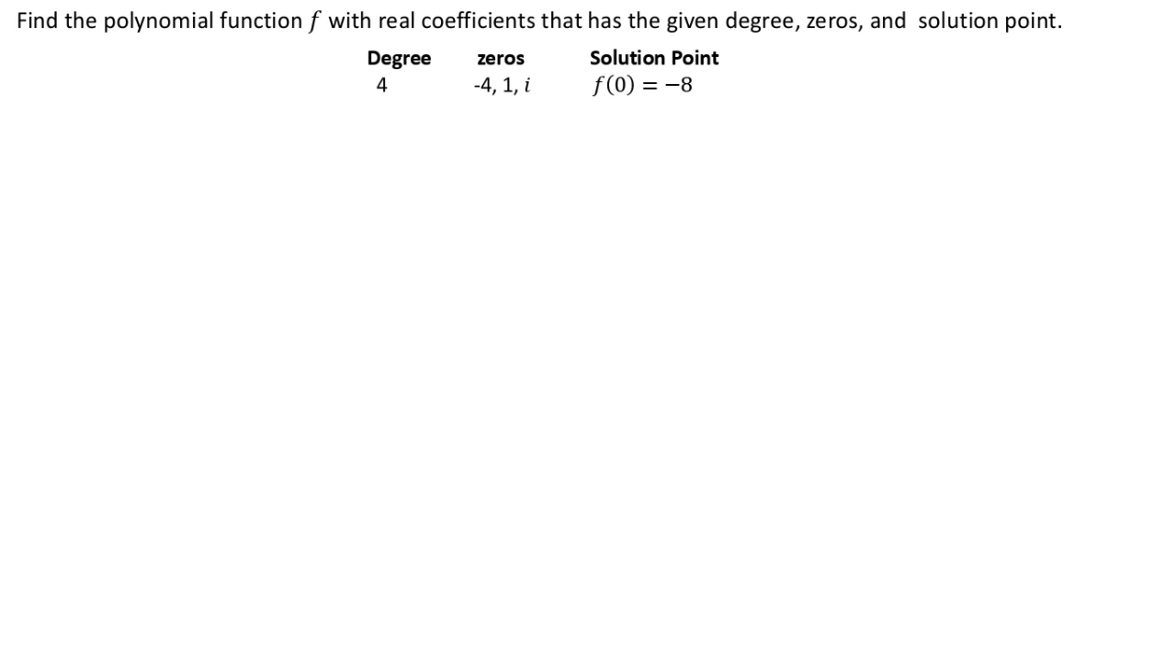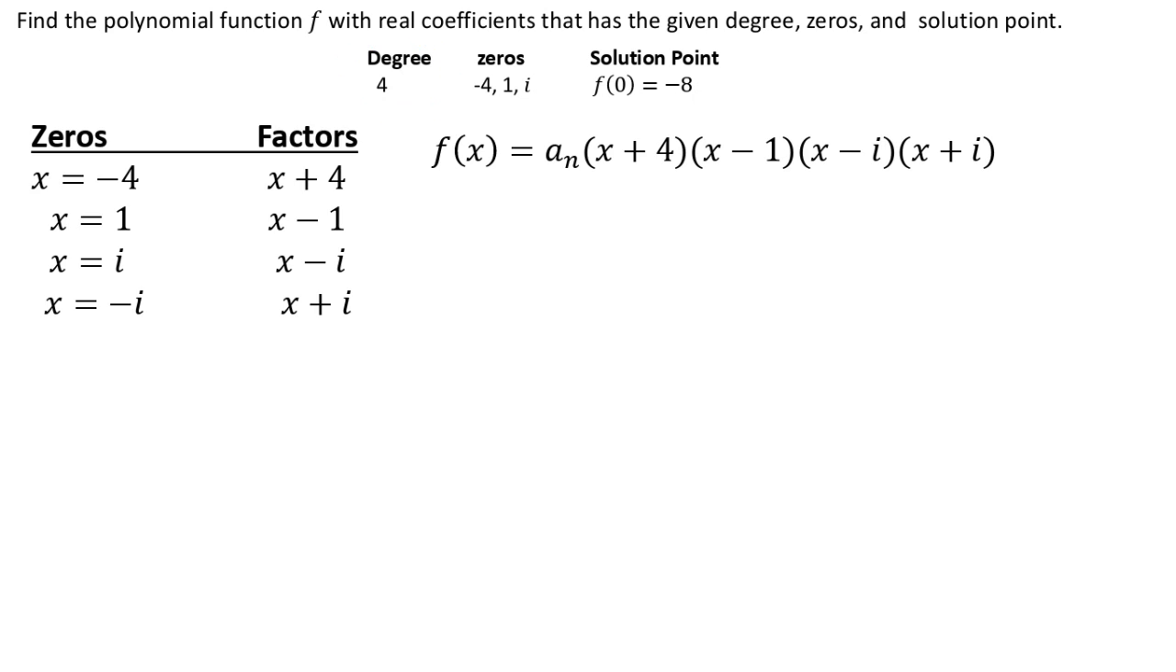With this solution point, we're going to be able to choose a particular a sub n in order for us to satisfy these conditions. Now, again, the point that you want to keep in mind is that they want a degree 4, okay? That means that our polynomial's highest exponent is going to be a 4. So we're going to do it the same way. We're going to use these zeros to get our factors. So our factor for negative 4 is x plus 4. The factor for 1 is going to be x minus 1.